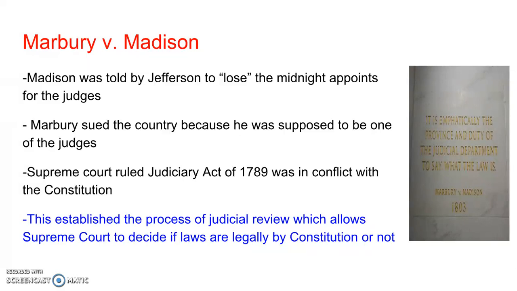The Supreme Court rules that the Judiciary Act of 1789 was actually in conflict with the Constitution and was unconstitutional, so Marbury technically was not allowed to bring this to the Supreme Court in the first place, so the issue is void. The big thing to remember about this court case isn't what happens, but that it establishes the process of judicial review, which allows the Supreme Court to decide if laws made by Congress and the President are actually legal by Constitution standards or not.